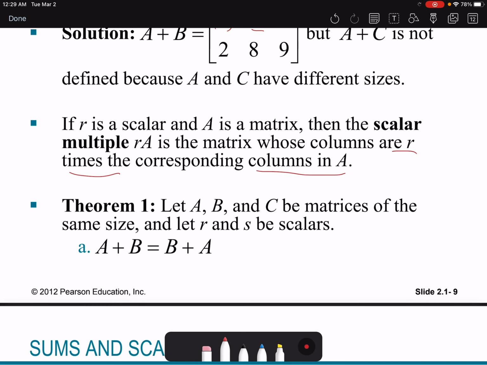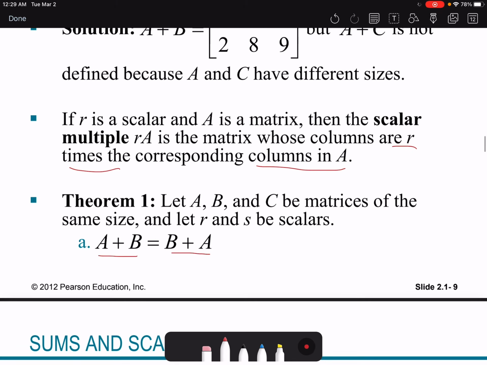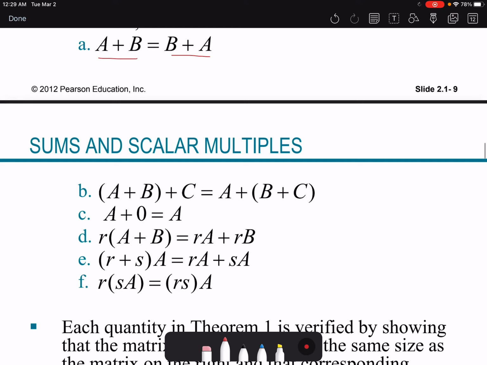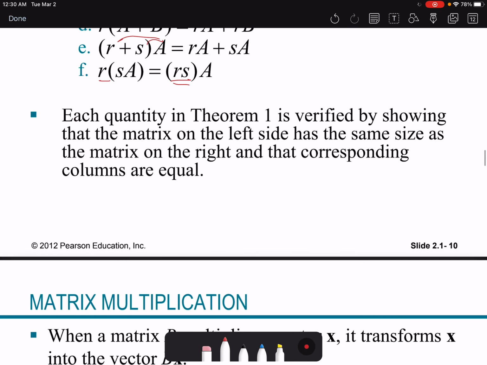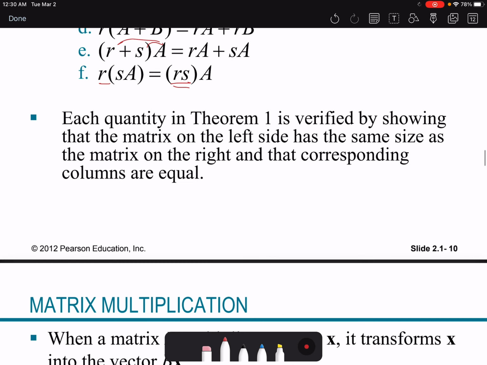Some algebraic rules that work in numbers also work here. For example, the commutative property works: A plus B equals B plus A. The associative property works, and the additive identity is the zero matrix, so A plus the zero matrix equals A itself. The distributive property works as well. Each quantity in the theorem is verified by showing that the matrix on the left side is equal to the matrix on the right-hand side.